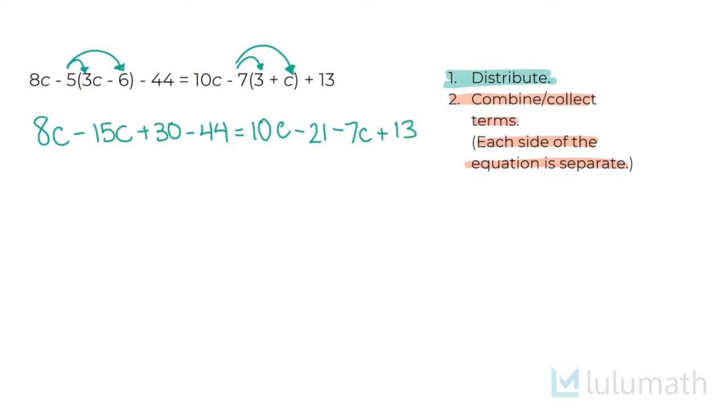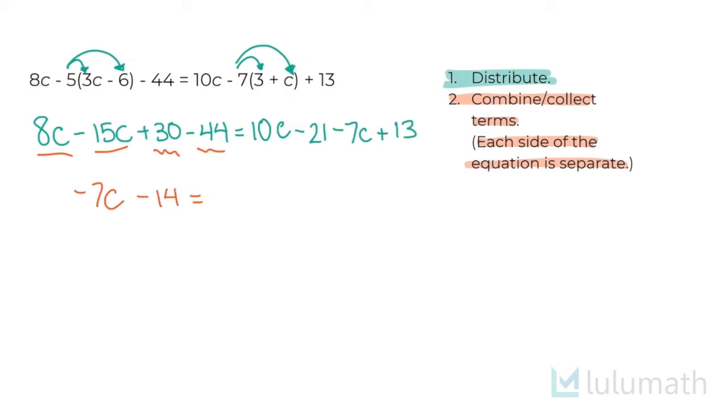So now I need to combine or collect my like terms and make sure you treat each side of the equation separately. 8c and negative 15c are like each other, and I don't put any other c's together with it because the rest of the c's are on the right side. So 8c minus 15c is negative 7c. And then I have 30 and negative 44. Those are like each other. They're constants and they're on the same side. So when I put 30 and negative 44 together, I end up getting negative 14.